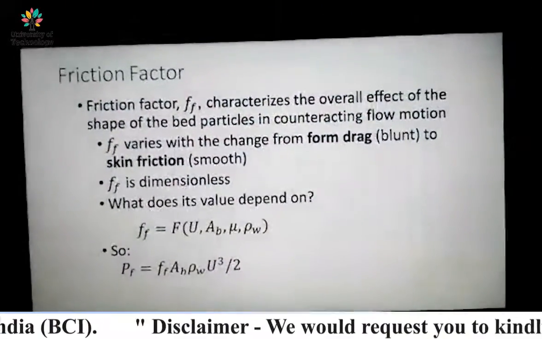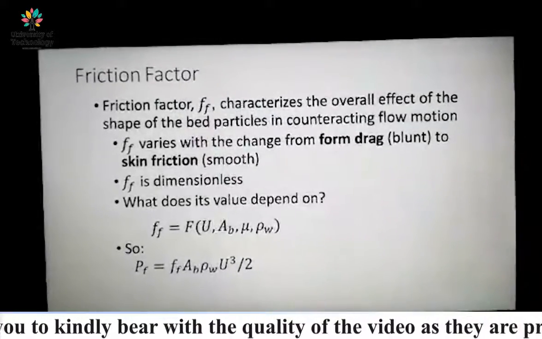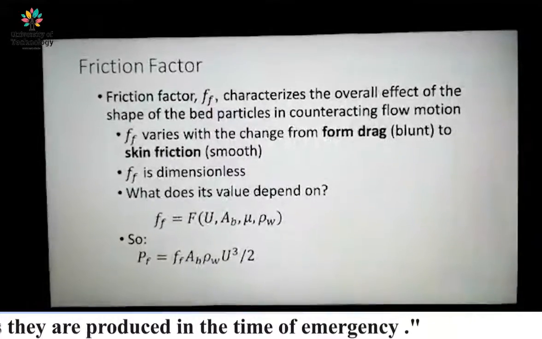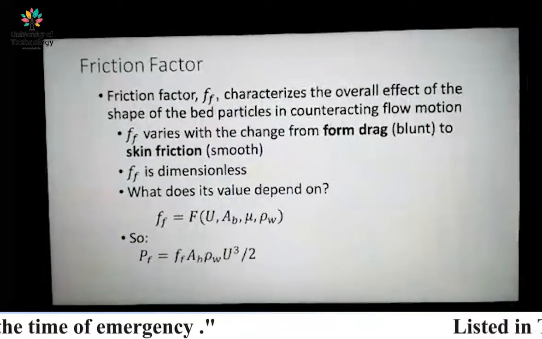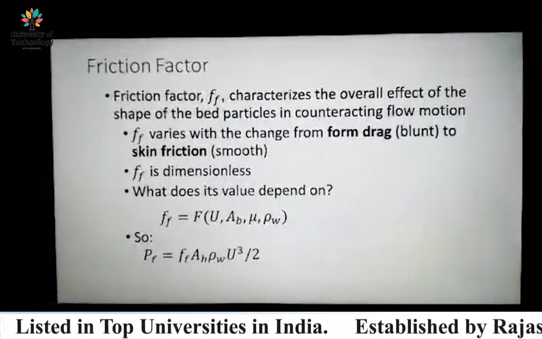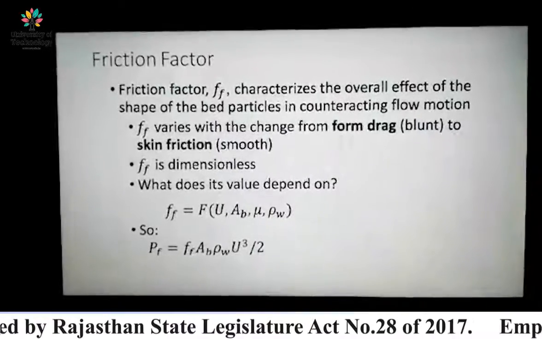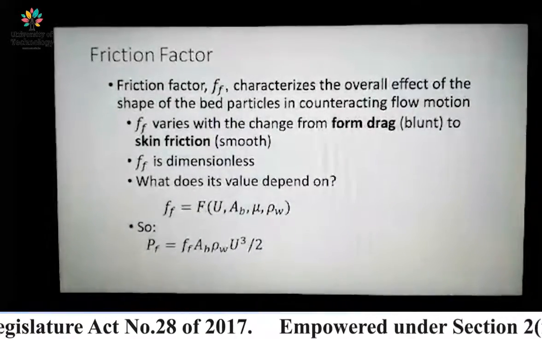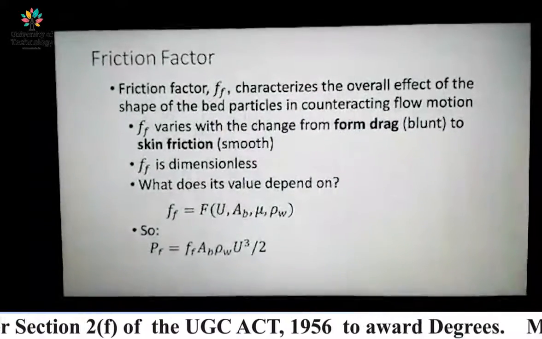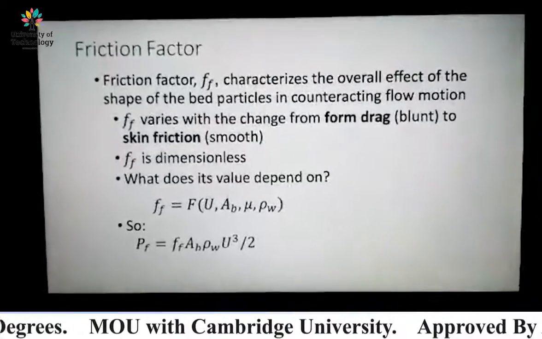And next is friction factor. Friction factor f characterizes the overall effect of the shape of the bed particles in counteracting flow motion. Friction varies with the change from drag to skin friction. f is a dimensionless number. And what does its value depend on?